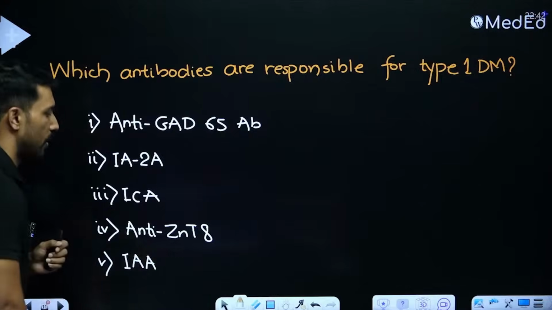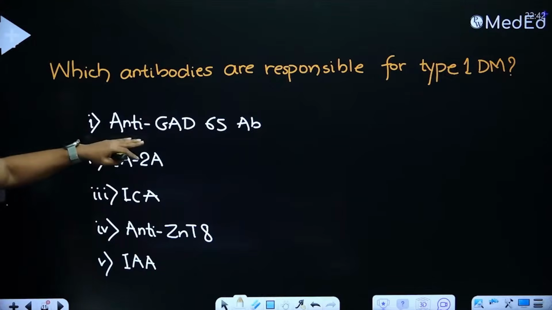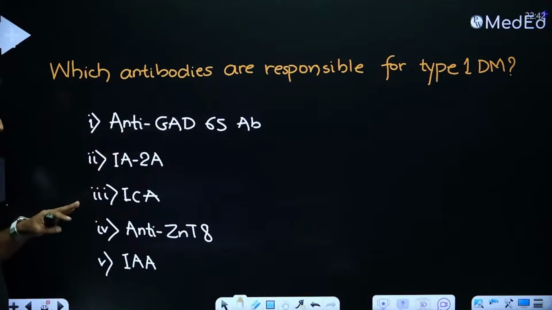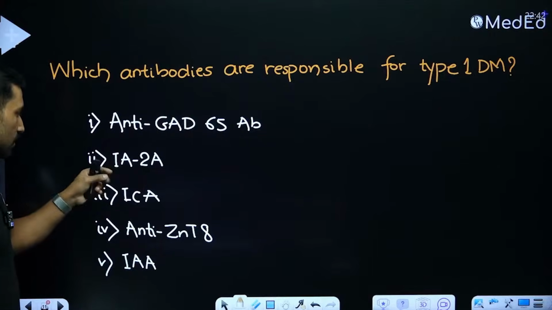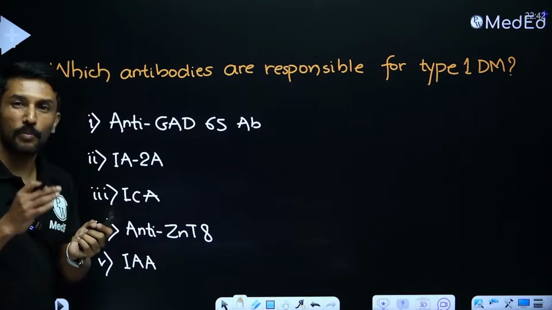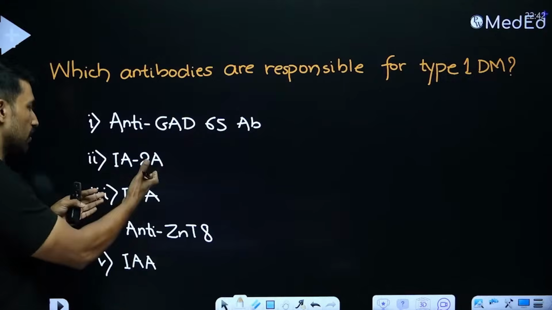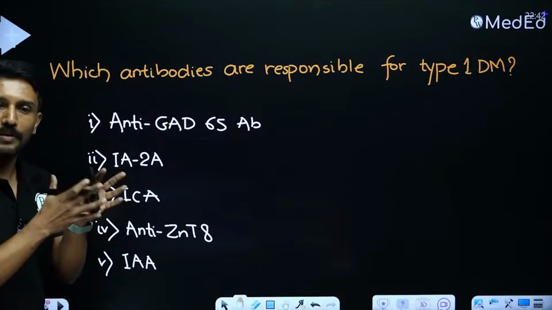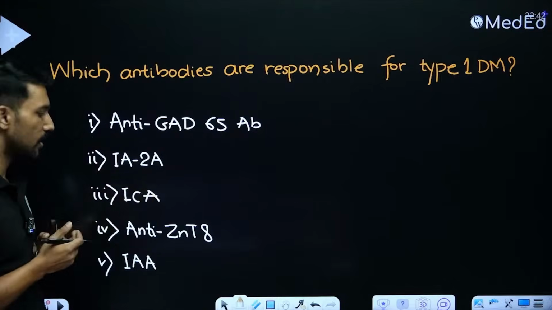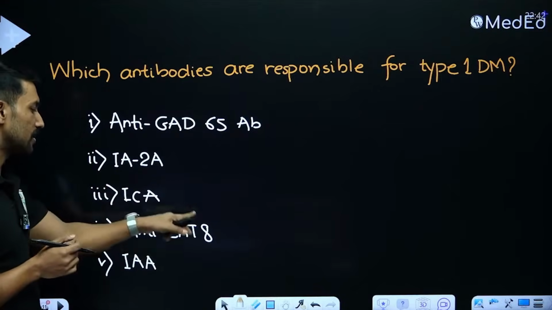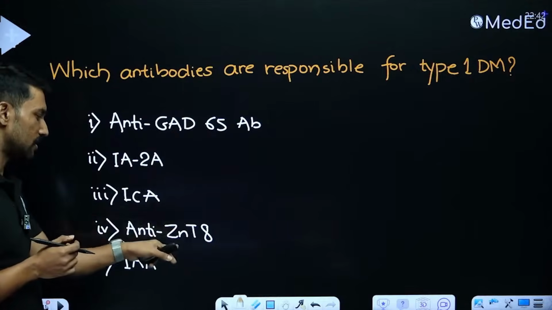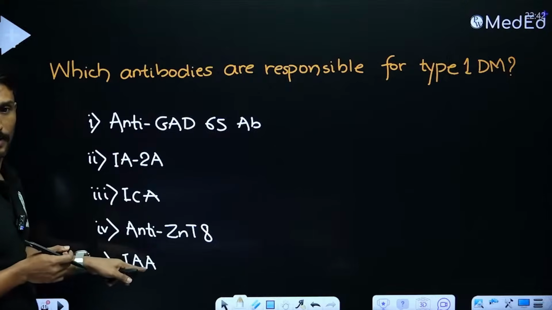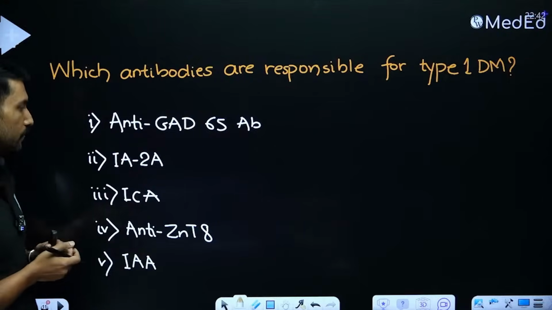So here, the antibodies are against the glutamic acid decarboxylase enzyme. Here there is a specific antigen called insulinoma associated antigen, so antibodies are produced against that. Here, antibodies are produced against various cytoplasmic proteins of the beta cells. Here the antibodies are produced against a zinc transporter called zinc transporter 8. And here the antibodies are produced against insulin.